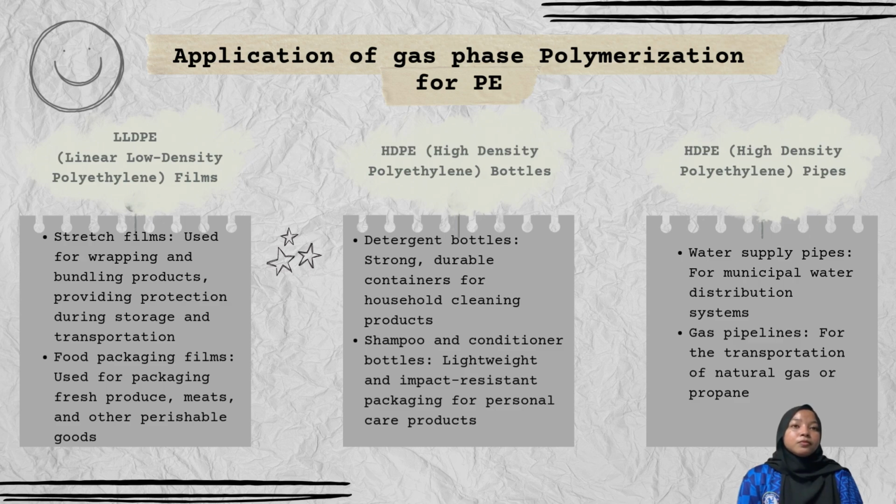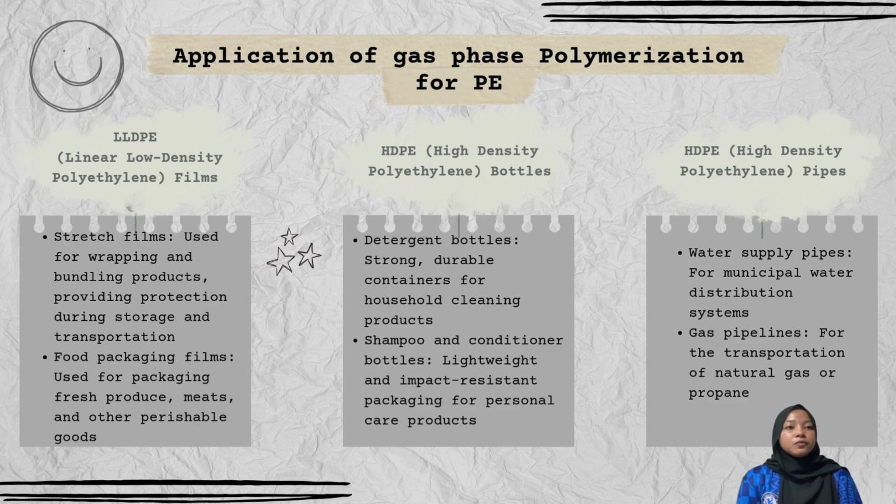And we move to high density polyethylene bottles. The product is detergent bottles. They are strong, durable containers for household cleaning products. Other than that, we have shampoo and conditioner bottles. They are lightweight and impact-resistant packaging for personal care products.